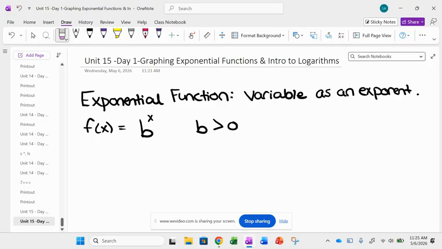Is there any restriction on the exponent? No. Can x be negative? Absolutely. That's not a problem.